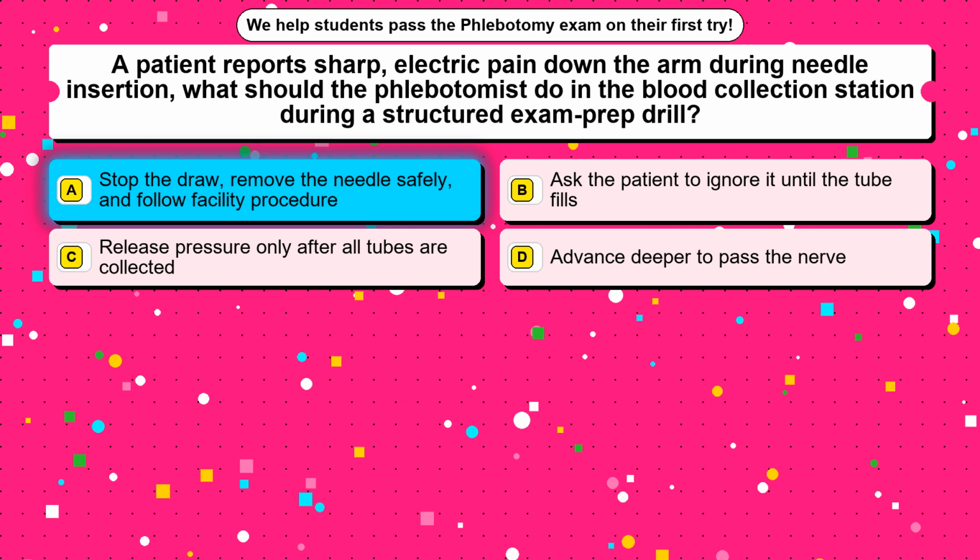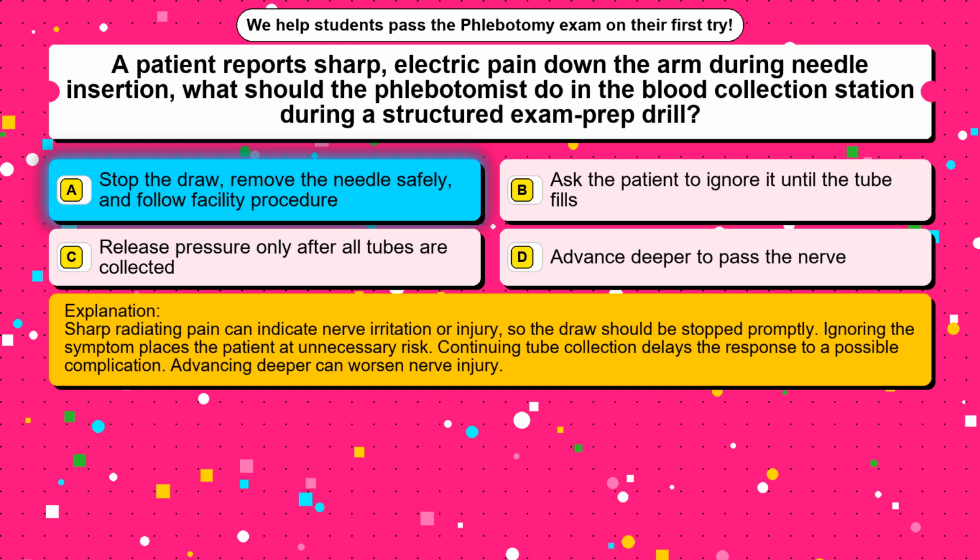The correct answer is option A. Stop the draw, remove the needle safely, and follow facility procedure. Sharp radiating pain can indicate nerve irritation or injury, so the draw should be stopped promptly. Ignoring the symptom places the patient at unnecessary risk. Continuing tube collection delays the response to a possible complication. Advancing deeper can worsen nerve injury.